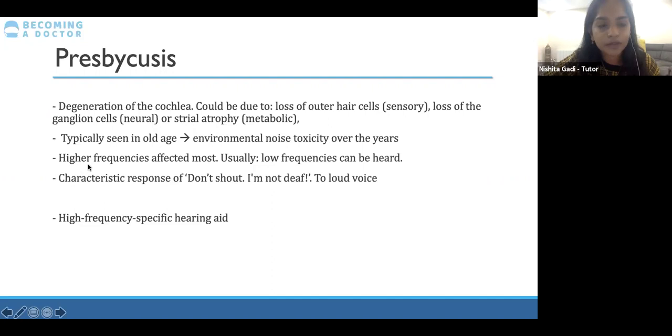It is seen in old age, which we've said, and higher frequencies are affected the most. Usually lower frequencies can be heard. Sometimes people raise their voice when explaining something to the person with presbycusis, talking in a really loud voice, and the person might say, "Don't shout, I'm not deaf." That's because they can probably hear the low frequency voice clearly, but they won't be able to hear the high frequency. What can really help is a high frequency hearing aid, and that can be really effective.